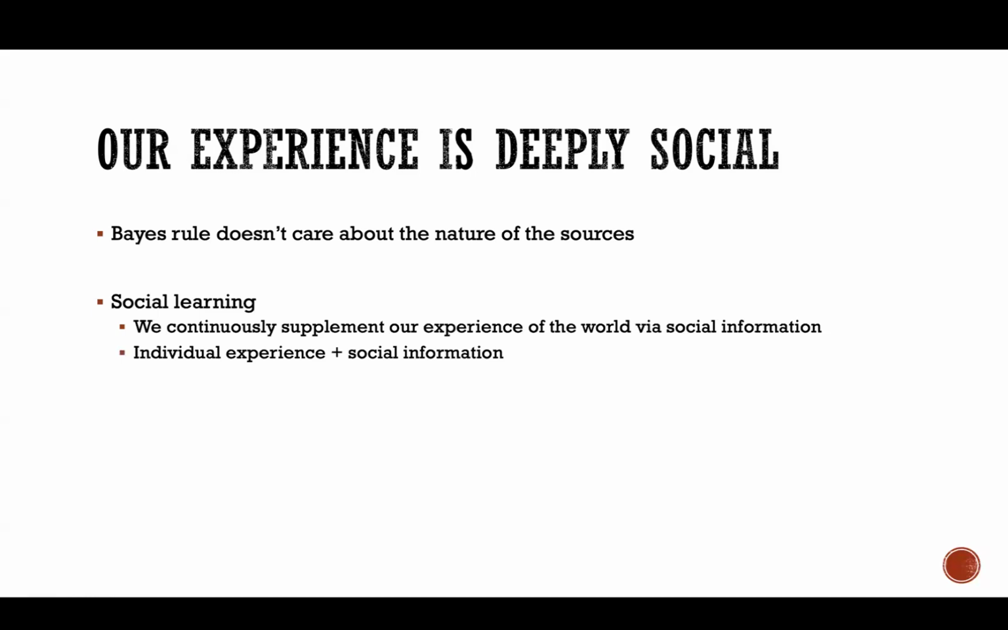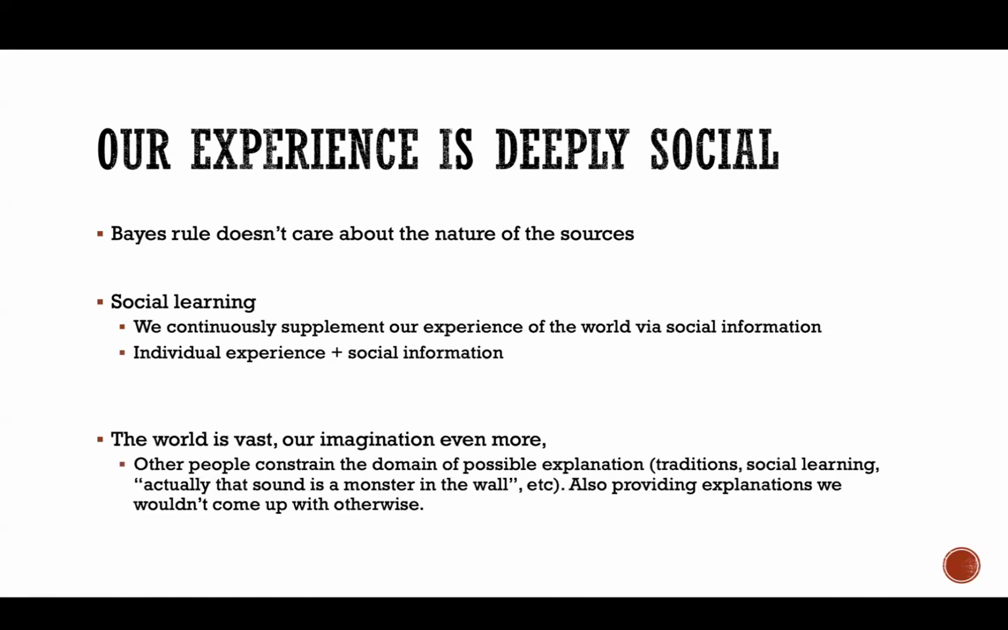And if we take humans, humans do not just rely on their multiple senses, but they are deeply social. And I think that's where there's a very interesting application of Bayesian models, right? We've said that Bayes' rule doesn't care about the nature of the sources. So we have an additional source for our learning how to interact in the world, which is social learning. We continuously supplement our experience of the world via social information, right? So we can see whether Bayesian models can explain the way that individual experience and social information get merged.